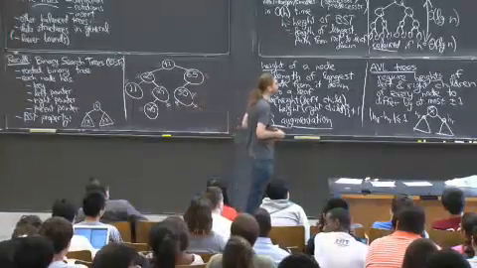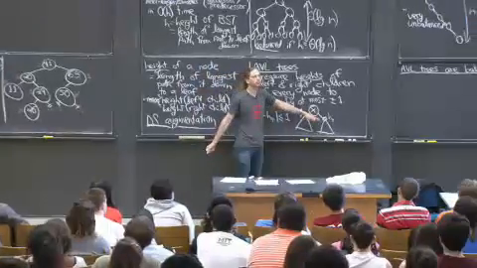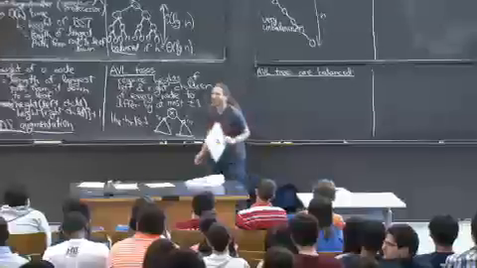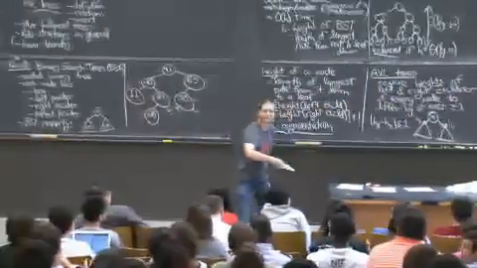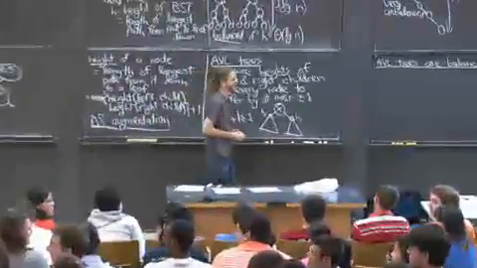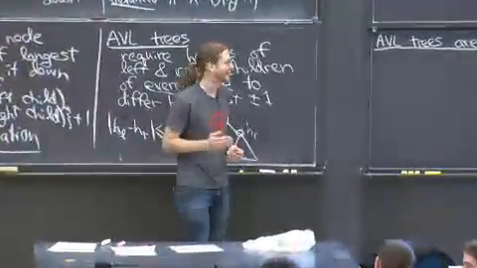For every node, let's make the right side have a height of 1 larger than the left side. I think that's worth a cushion. Let's see if I can throw better. Oh, yes. Good catch. Better than hitting your eye.